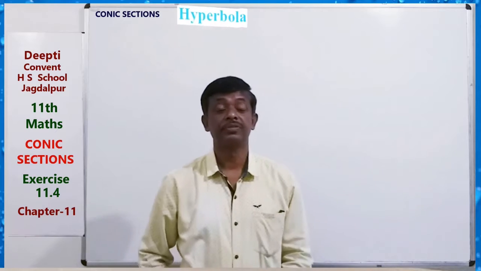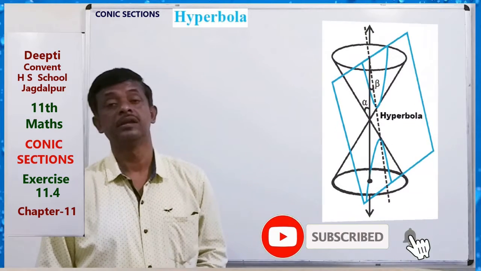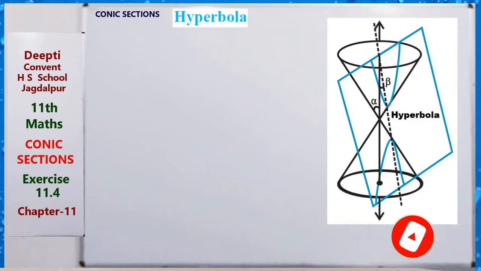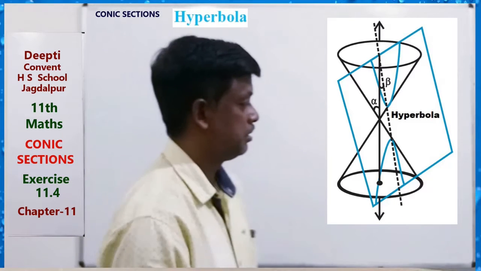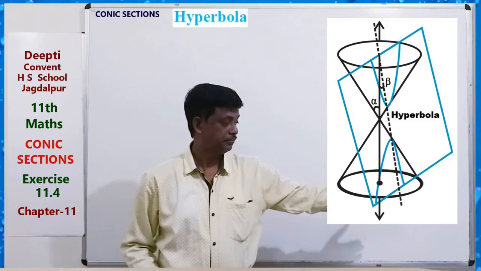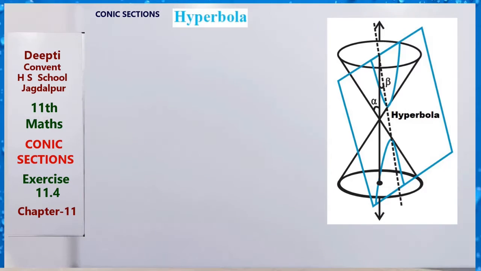Hyperbola is also an intersection of a double napped cone by a plane. This is the fourth position. This is first circle, second parabola, third ellipse, and fourth is hyperbola.